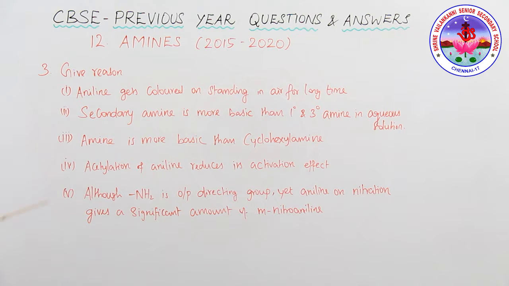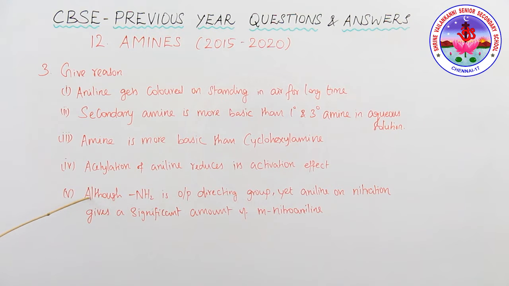Then the fourth question, the acetylation of aniline reduces its activation effect. Why? Here you know the acetylating group is CH3COCl, usually called acetyl chloride. In that, the CH3C=O group is an electron withdrawing group. As a result, the electron density decreases on the nitrogen atom of aniline. It is the activation effect, not energy. I repeat this answer: the CH3C=O group is electron withdrawing, as a result it decreases the electron density on the nitrogen atom of aniline. That is why it reduces the activation effect.